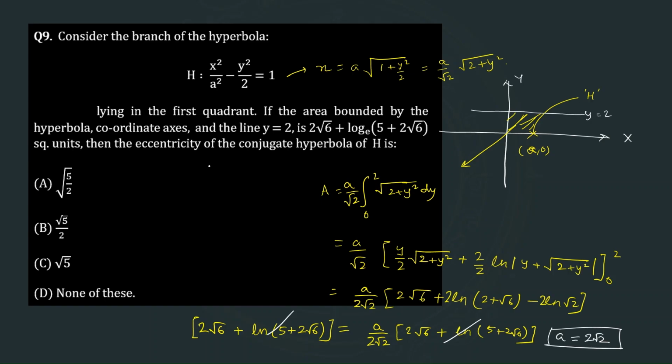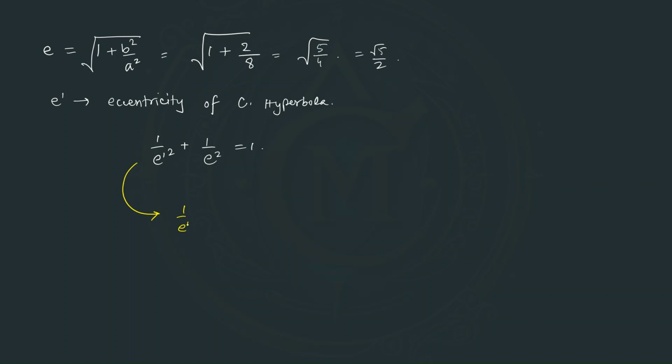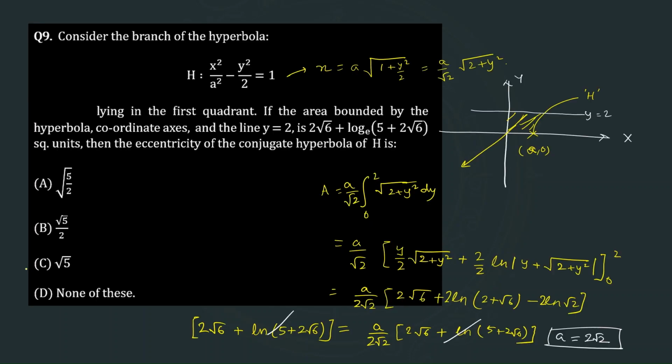Now we have to calculate the eccentricity of the conjugate hyperbola. So we know if E dash is the eccentricity of conjugate hyperbola, then 1 by E dash square plus 1 by E square is equal to 1. So from here we can say that 1 by E dash square will be 1 minus 1 by E square, which is 4 by 5, so 1 by 5. So E dash comes out to be root 5. So our correct option in this case will be option number C. I hope you understood this question.